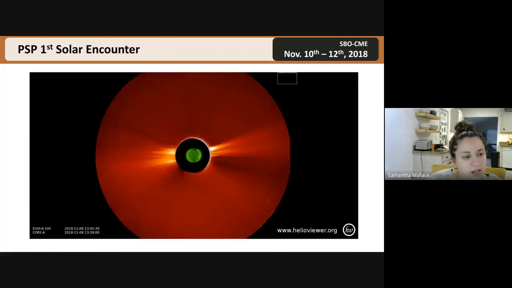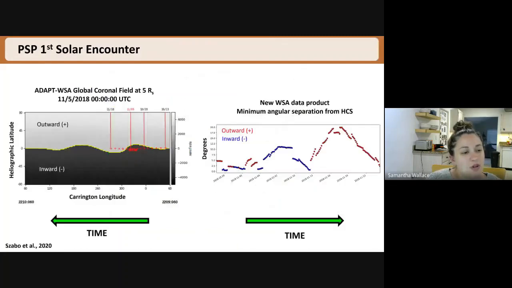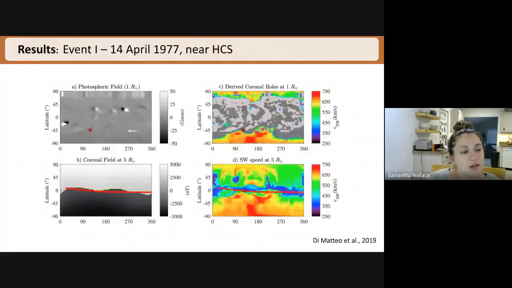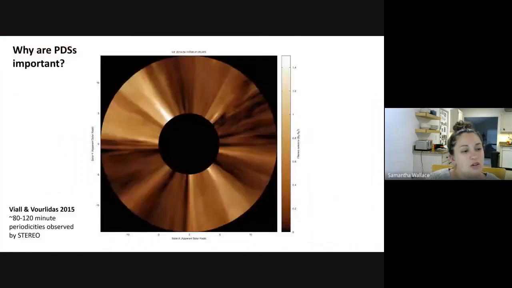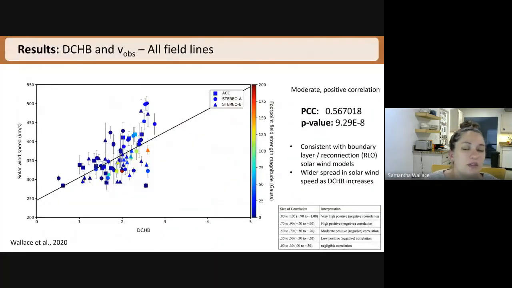Yeah, I can try and go back to that slide. Sorry, it's far away. Basically, when we were closer to the boundary, we only really saw the slowest wind. Here we go. So closer to the boundary, we only observed the slowest wind speeds. And then as we got deeper inside the coronal hole, which is what this parameter quantifies, we saw a larger range of speeds.